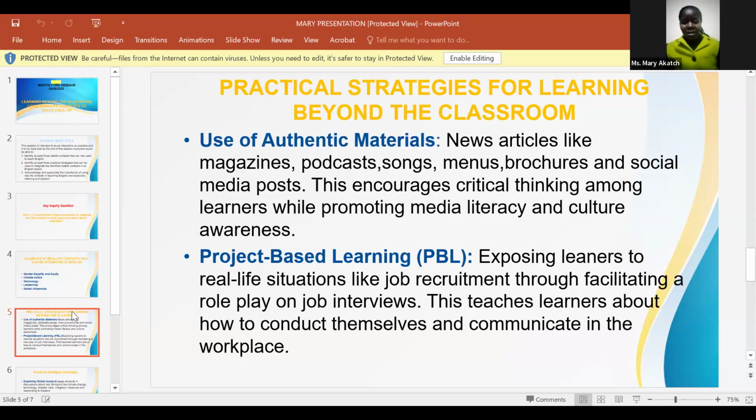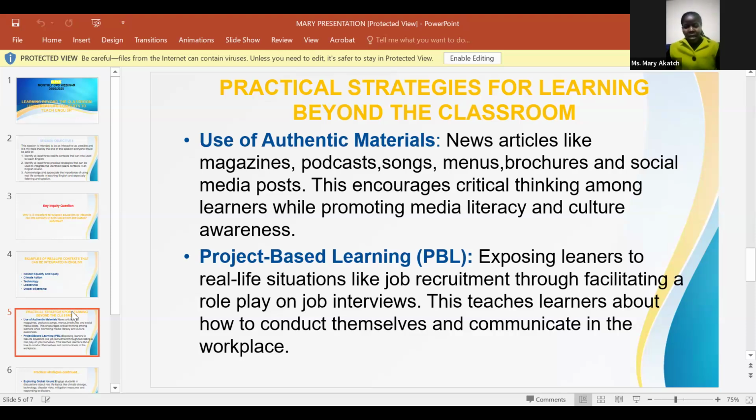So one of the strategies that we can use is the use of authentic materials like news articles. We can expose our learners to news articles, magazines, and also podcasts, songs, menus, brochures, then social media posts. This is just to make sure that they are informed. They have the information about whatever is going on in their community, and they can express themselves in English in real life, not just confined in a classroom.